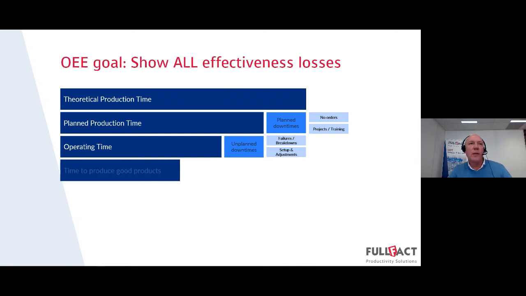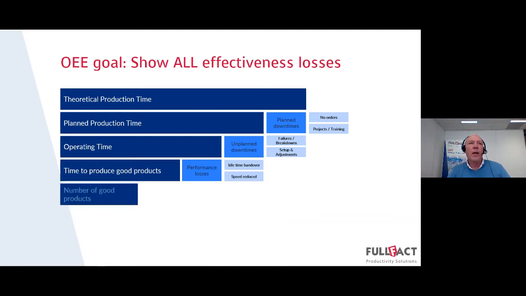Next one is the time to produce good products. You have the operating time, but the availability won't be 100%. So available will not be most of the time 100%. So time to produce good products is less, and that's performance losses. Idle time, handover, speed reduced. Number of good products is the quality. Quality losses, some examples: defects in process and defects in materials.